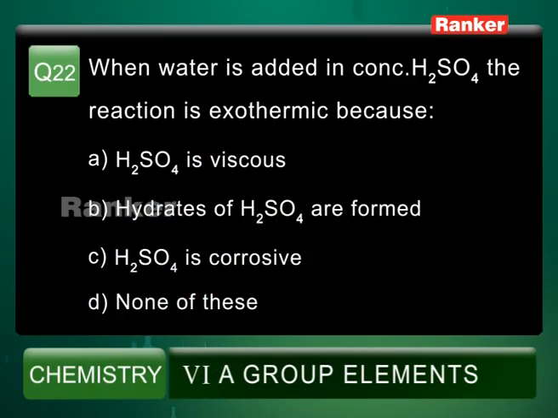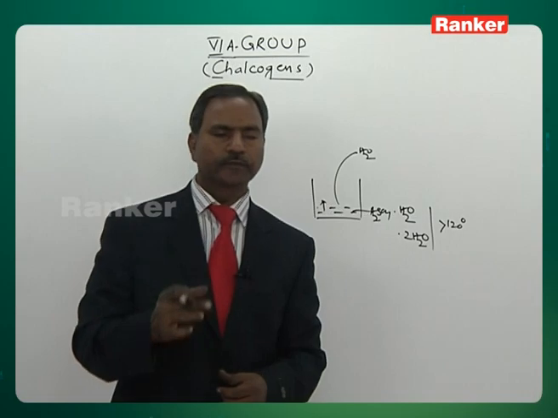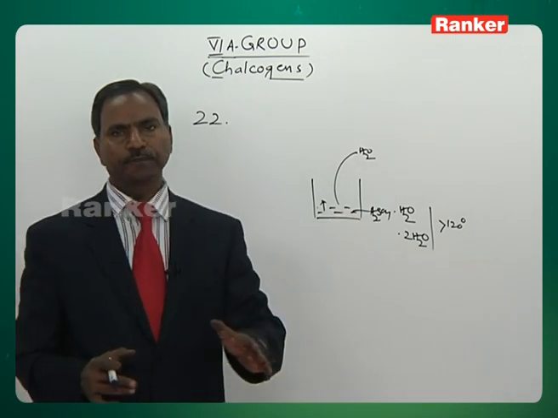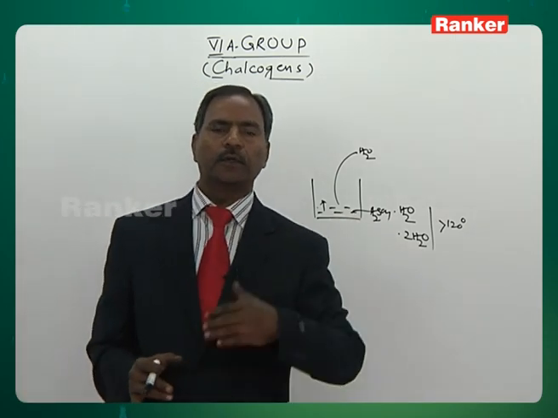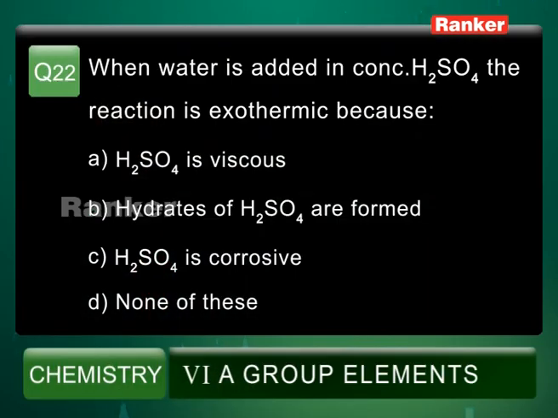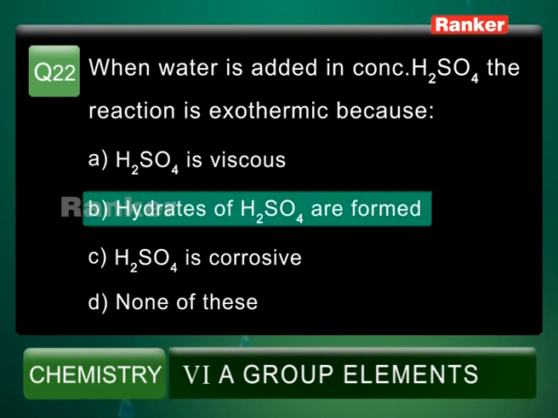Option A is given as H2SO4 is viscous. B. Hydrates of sulfuric acid are formed. C. Sulfuric acid is corrosive, and D is none. So because of the formation of hydrates and the temperature rising to even more than 120, for question number 22, answer is B.